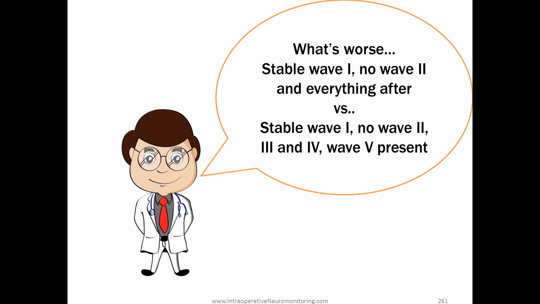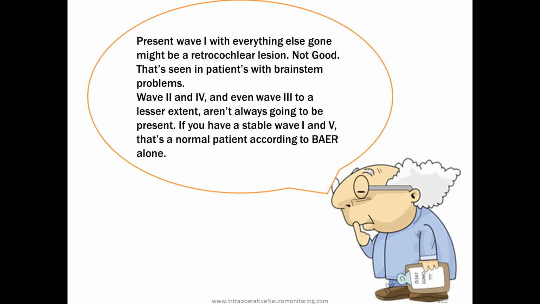So what's worse, a stable wave 1 with no wave 2 and everything after that, so all you have is a wave 1, versus a stable wave 1, no wave 2, no wave 3, no wave 4, but wave 5 is present. A present wave 1 with everything else gone might be a retrocochlear lesion. That's not good. That's seen in patients with brainstem problems. Wave 2 and 4 and even wave 3 to a lesser extent aren't always going to be present. So if you have a stable 1 and 5, that's almost a normal patient according to BAERs alone in the operating room.